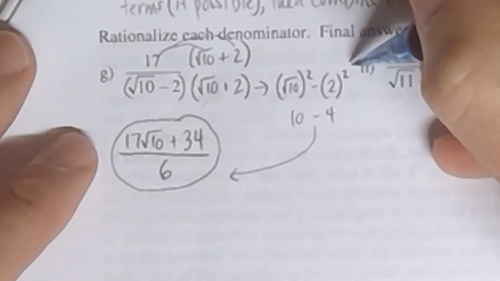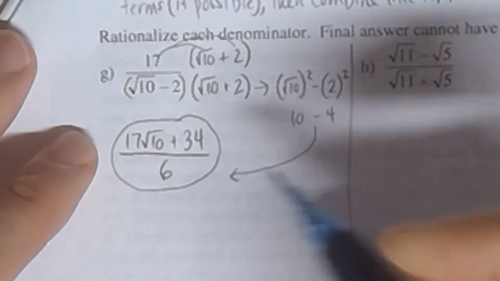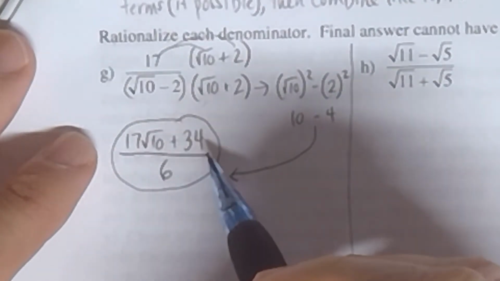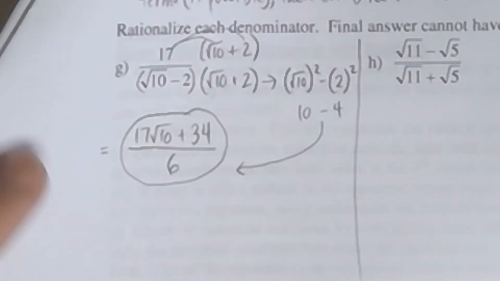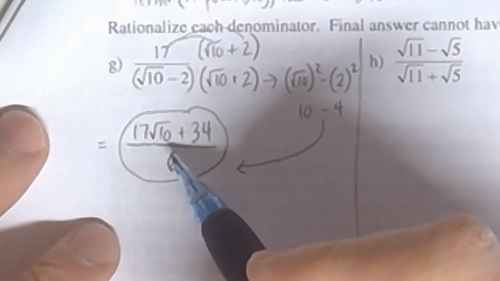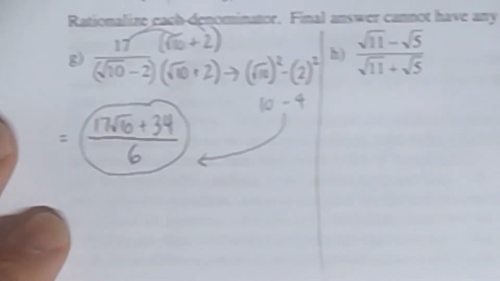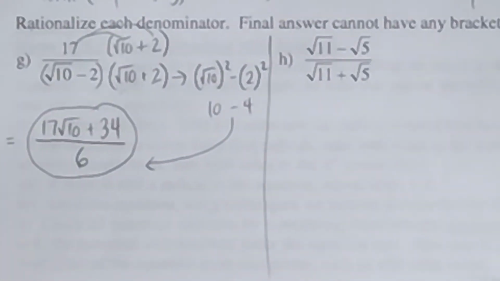So they just wanted to rationalize the denominator, get rid of the brackets in the numerator. Sometimes they might ask you to simplify your radicals in your answer, but square root of 10 is already completely simplified. You can't break that down anymore, and so that's why we are done with that. Okay.